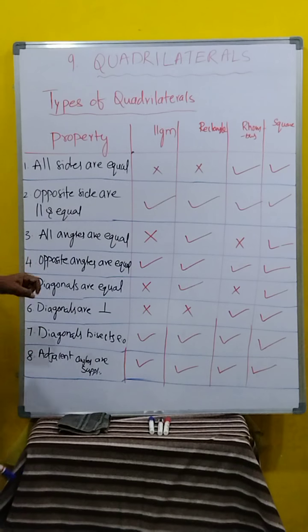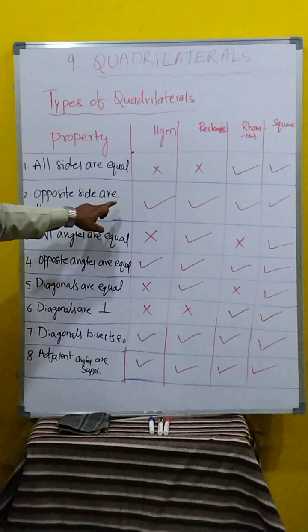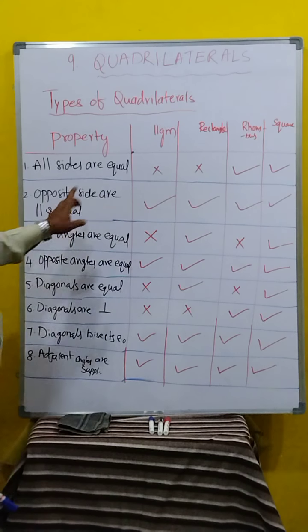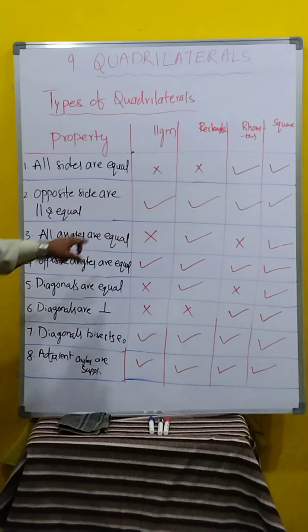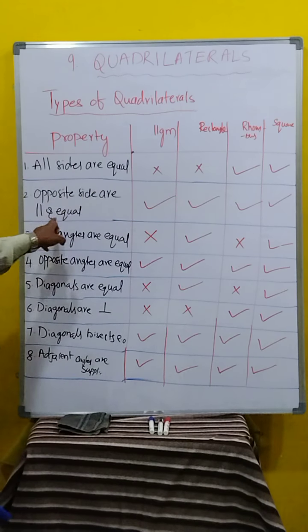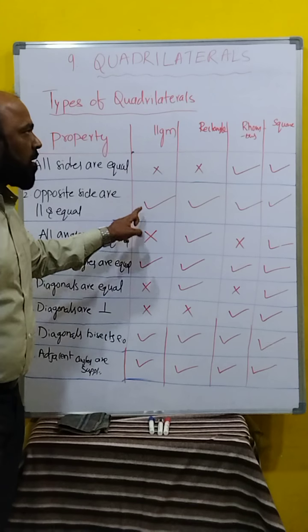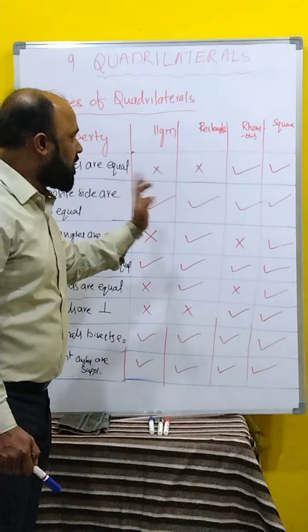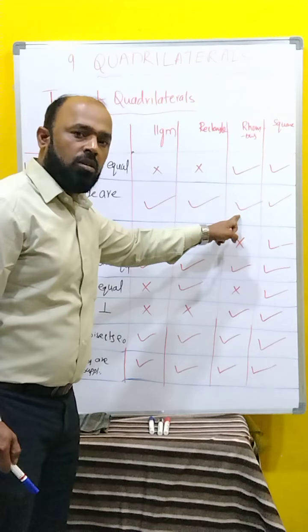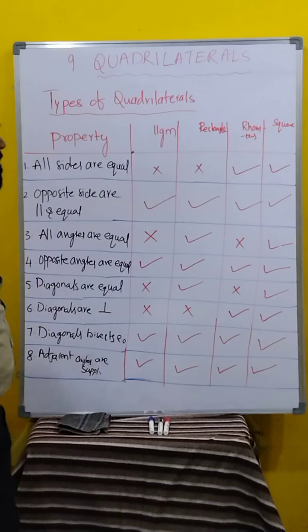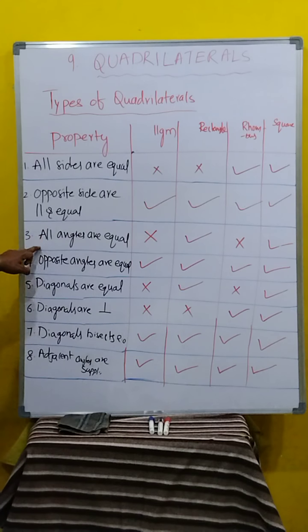Now come to the second one. Opposite sides are parallel and equal. Which one? It is parallelogram. Yes, opposite sides are parallel and equal. In parallelogram, yes. In a rectangle also parallel and equal. In rhombus also parallel and equal. In a square also parallel and equal. Second property. Third property, all angles are equal.